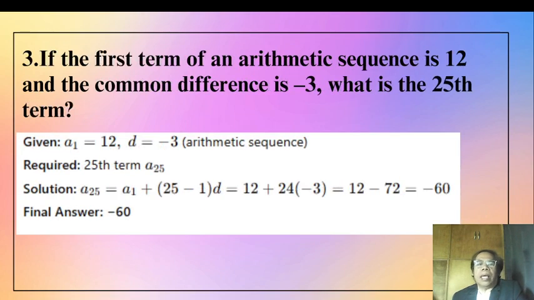Number 3. If the first term of an arithmetic sequence is 12 and the common difference is negative 3, what is the 25th term? So we're given the first term 12, d is negative 3, required is the 25th term, a25. Solution: a25 = a1 + (25 - 1)d. So we substitute now the given data. The final answer is negative 60.